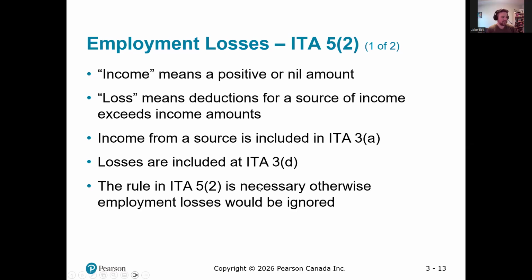The rule is necessary, otherwise employment losses would be ignored. Employment losses are more rare than business and property losses. But if I have an employment loss, I need to be able to declare it. So my income will be positive or nil, but those employment losses can either hang around until I have employment income next year, or I would be able to apply those employment losses against another type of income if I have, say, some business income this year. Assuming I don't have a business, I just have a job.